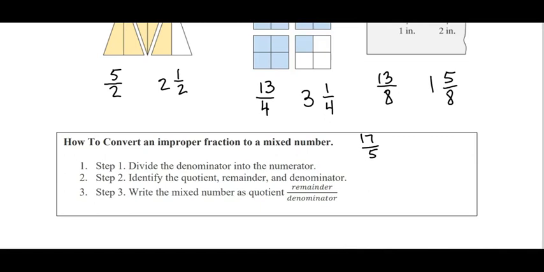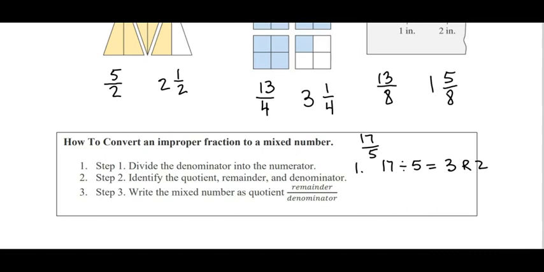Okay, so let's see my first step. To convert an improper fraction to a mixed number, I need to start by dividing the denominator into the numerator. So my first step, I'm going to do 17 divided by 5. And I'm going to get, 5 goes into 17 3 times, and I have my remainder 2. Okay. 3, remainder 2.